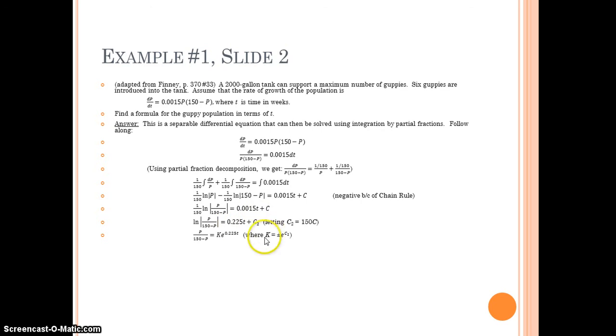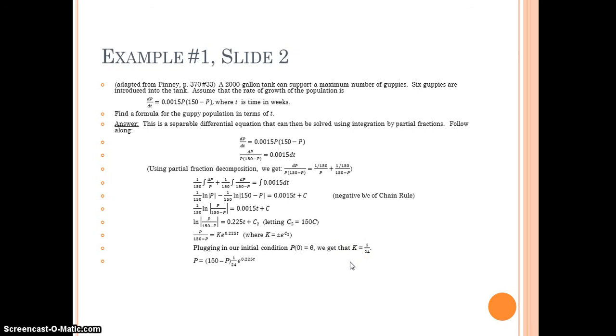Here we're going to let k is equal to plus or minus e to the c2, which is something that we saw earlier last year when we did separable differential equations. We get p over 150 minus p is equal to k times e to the 0.225t. All right, this is our typical natural log sort of problem with differential equations. We plug in our initial condition, p of 0 is equal to 6. When we do so, I don't show all the work here, but you end up finding that k is equal to 1 over 24.